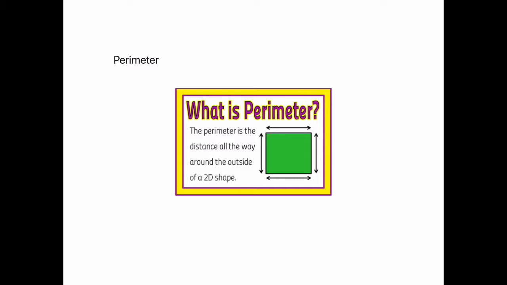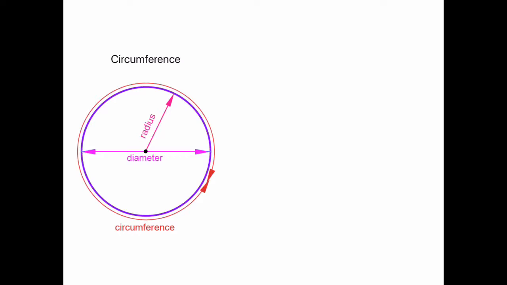If we happen to be on a circle, however, it doesn't actually have any sides, and perimeter has a fancy name: it's called the circumference. So all the way around a circle is the circumference of a circle, just like all the way around a different figure is a perimeter.